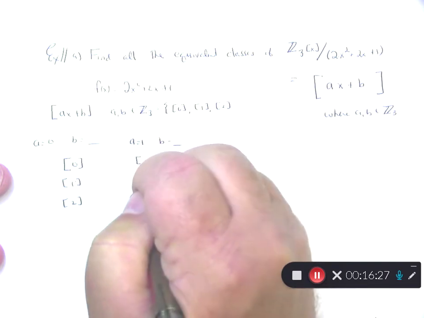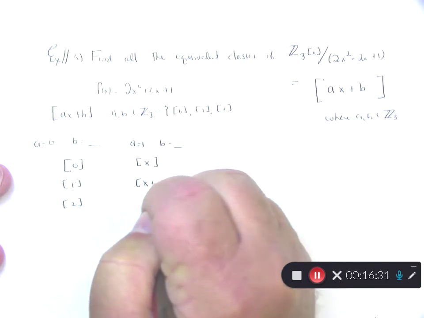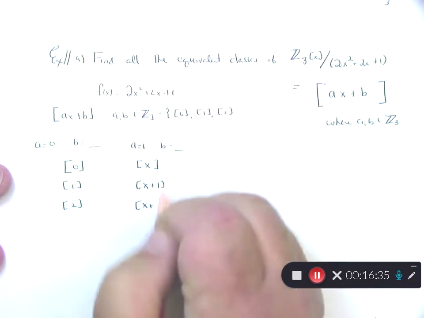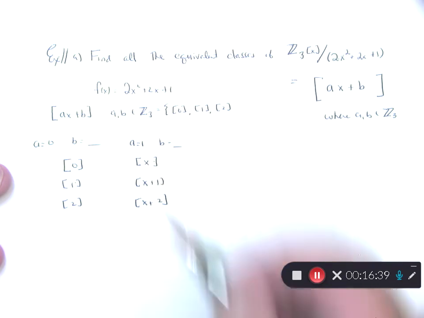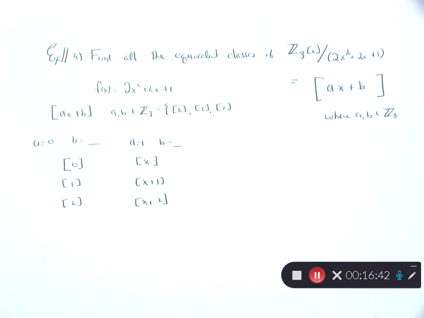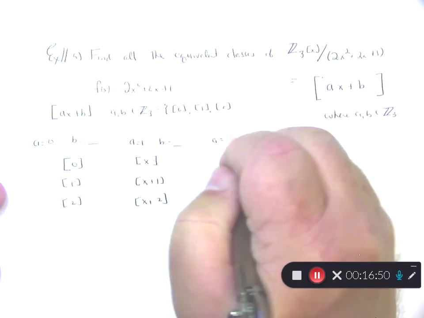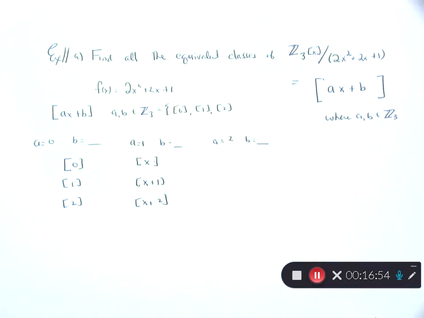If a is 1, I end up getting x plus 0. a is 1, I get x plus 1. And then a is 1, I get x plus b could be 2. Run the gamut on b: 0, 1, and 2 for b. The coefficient of x is always 1. So I get equivalence class x, equivalence class x plus 1, and equivalence class x plus 2. So the next one I'm going to let a equal 2, and then run the gauntlet of b, all the things that b can be.